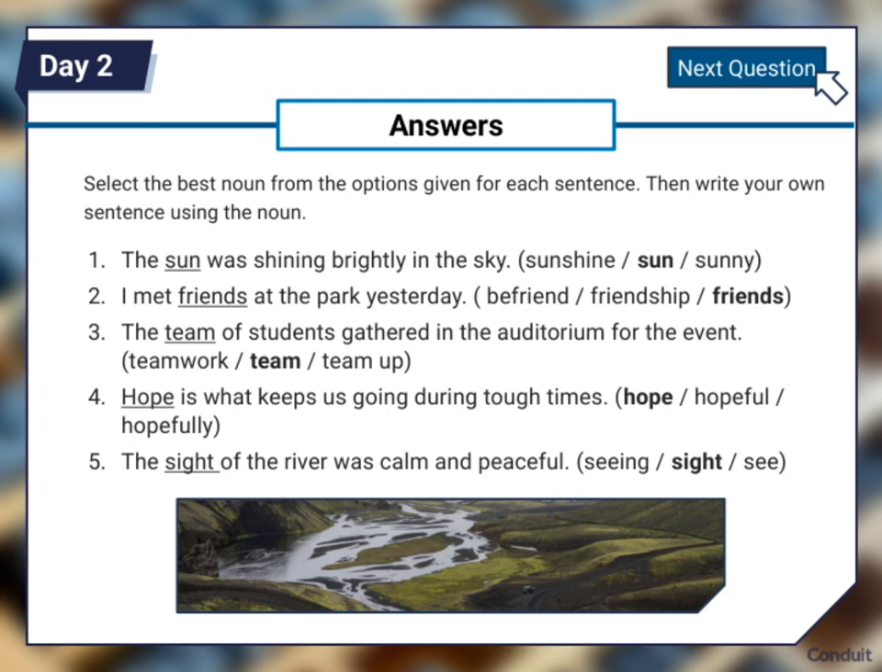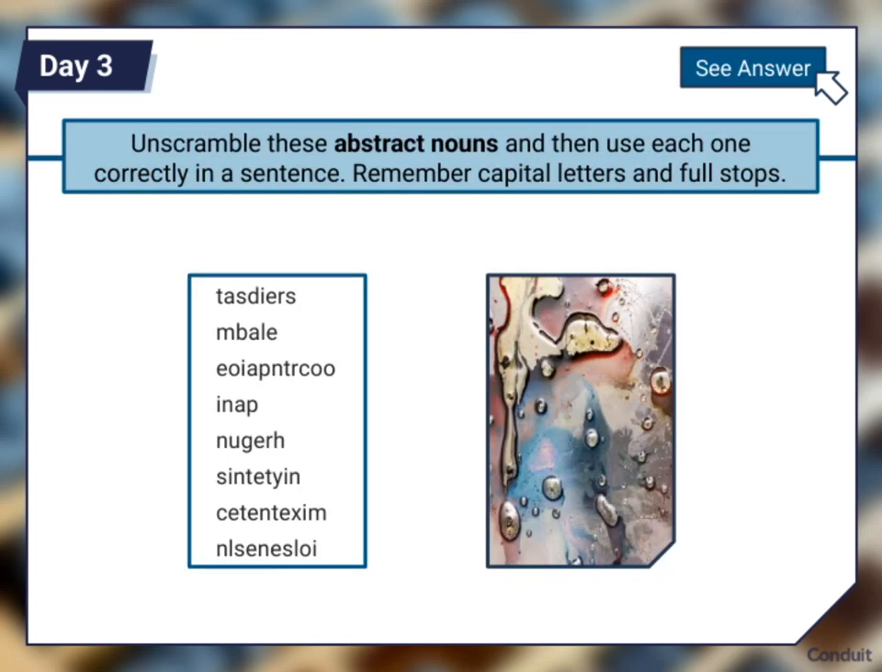Let's keep practicing. Here, we have a set of scrambled words, all abstract nouns. Your task is to unscramble each one, then use it in a sentence that shows you understand its meaning. This exercise helps sharpen both vocabulary and grammar skills. Remember to start sentences with capital letters and end with full stops. It's a great way to connect word recognition with practical use. Let's see how well you can decode and apply these concepts.